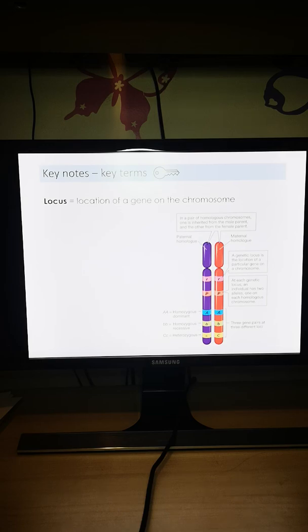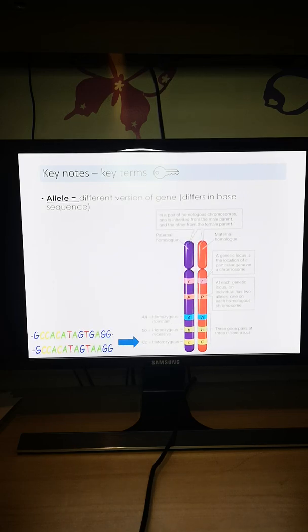So the word locus, or loci in the plural, is the location of a gene on the chromosome itself. Here we can see in this diagram the genetic locus for the gene labeled R, and it's found at the same position on both homologous chromosomes, so both on the chromosome inherited from the father and the chromosome inherited from the mother, this being a diploid organism. So you'll find that gene on the same chromosome at the same locus. That's why it's the same gene. But it doesn't have to be the same form of that gene.